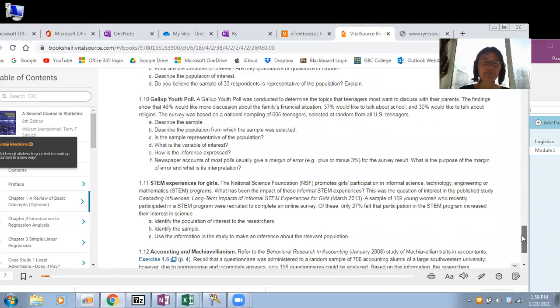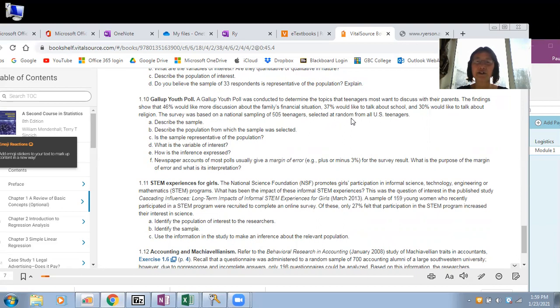Next question. 1.10 Gallup Youth Poll. A Gallup Youth Poll was conducted to determine the topics that teenagers most want to discuss with parents. The findings show that 46% would like more discussion about the family financial situation. 37% would like to talk about school, and 30% would like to talk about religion. The survey was based on a national sampling of 505 teenagers.